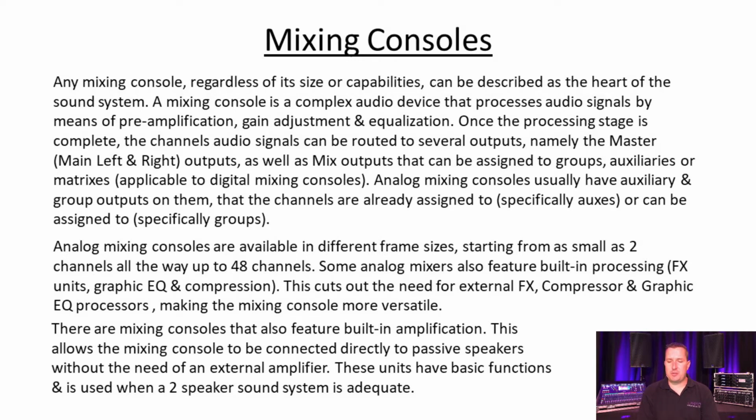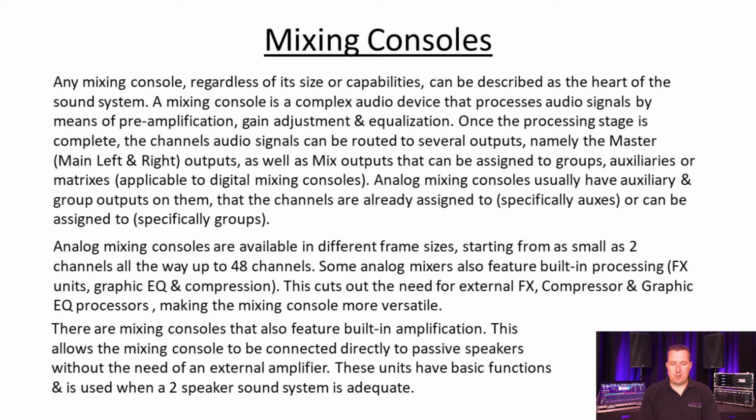Analog mixing consoles usually have auxiliary and group outputs on them that the channels are already assigned to, that is applicable to auxes, or that they can be assigned to, that is applicable to groups. Analog mixing consoles are available in different frame sizes, starting from as small as 2 channels all the way up to 48 channels. Some analog mixers also feature built-in processing, for example effects units, graphic EQ, and compression. This cuts out the need for external effects, compressor, and graphic EQ processors, making the mixing console more versatile.